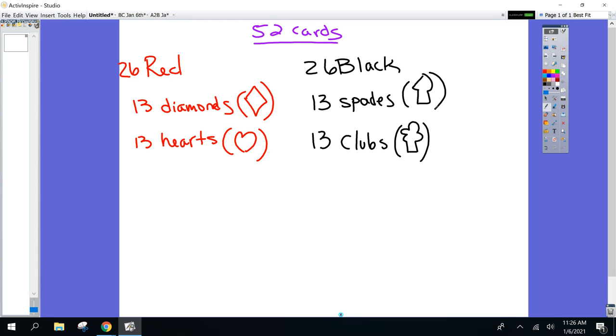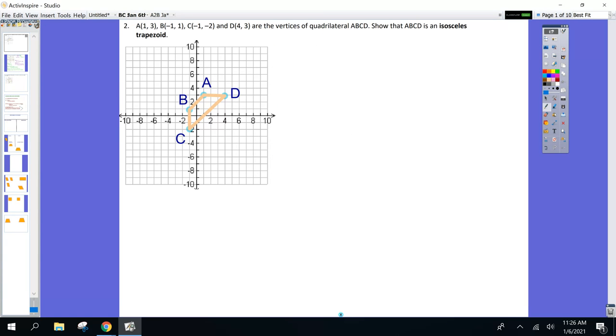That's what you need from now. Friday, we need to get a little bit more detailed on what those cards actually are. But for this example we're about to do, 26 red, 26 black. The diamonds and hearts are red, spades and clubs are black. All good? And the total of 52. All right, let's go back now so we can finish this.